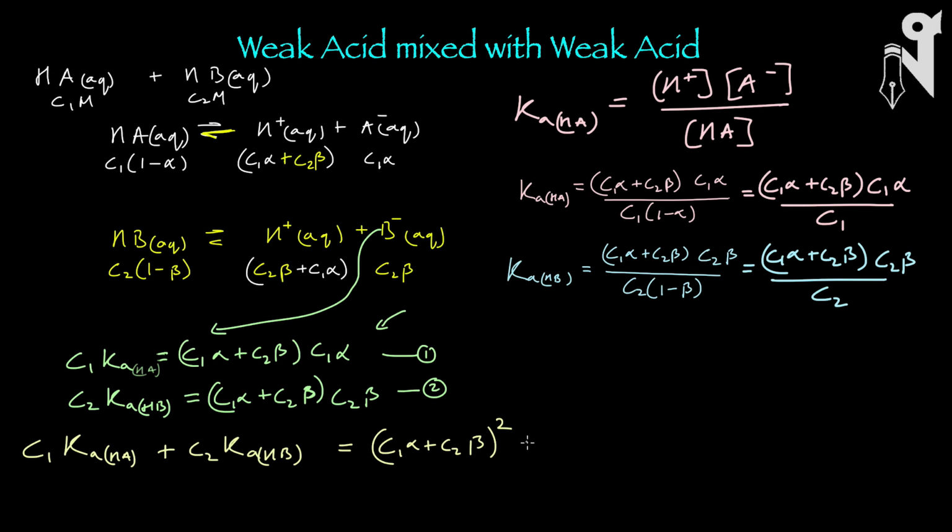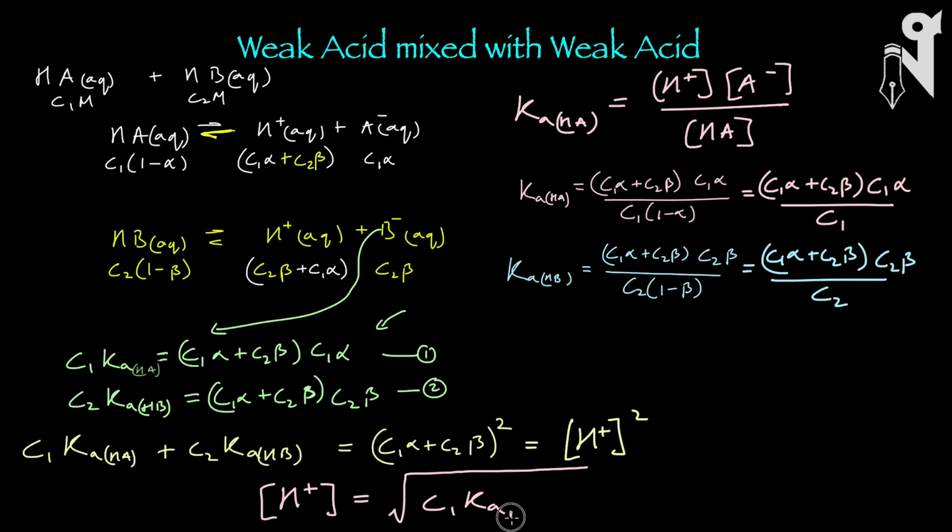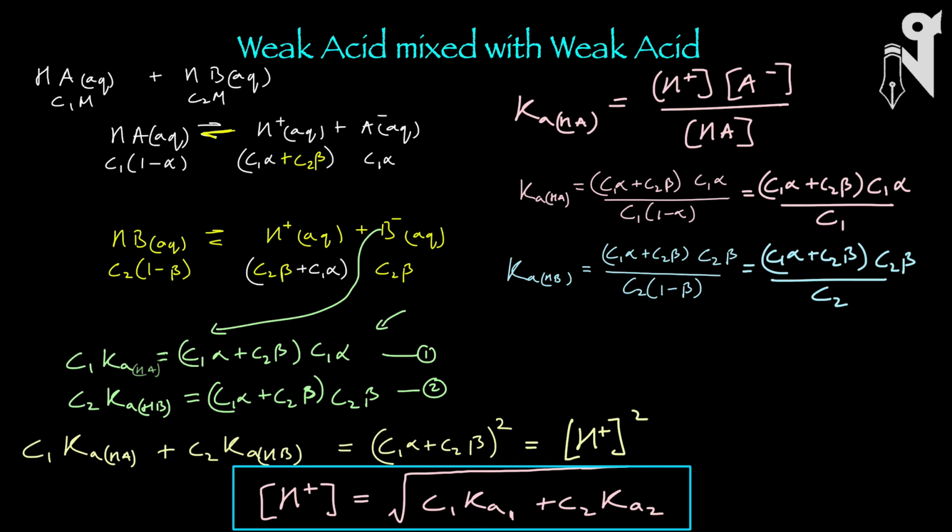So what am I getting? I'm getting the concentration of H plus squared is equal to so much, and hence my answer, which is H plus concentration, will be equal to square root of C1 Ka of the first acid. Shall I call it as 1? K1. I have just written my KaHa as K1 plus C2 Ka2. The K of Hb I have written as Ka2. So this becomes in a nice formula format that your H plus concentration is the square root of C1 K1 plus C2 K2.